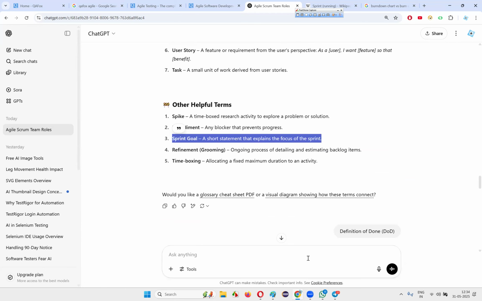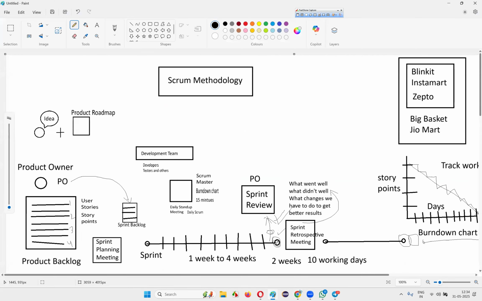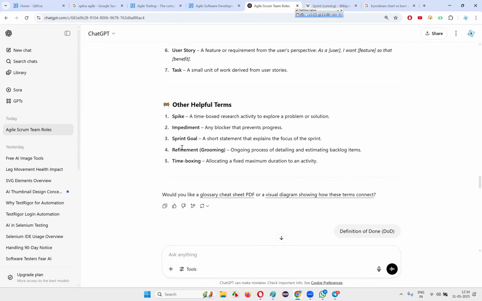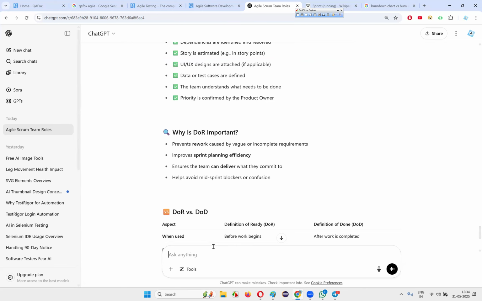Sprint goal. Whatever needs to be achieved by the end of the sprint is nothing but the sprint goal. When you create a sprint and assign some stories to the sprint, a sprint goal can be mentioned there. Then, a bottleneck is also called an impediment. Refinement is grooming. A lot of items will be there, guys. You can keep learning.